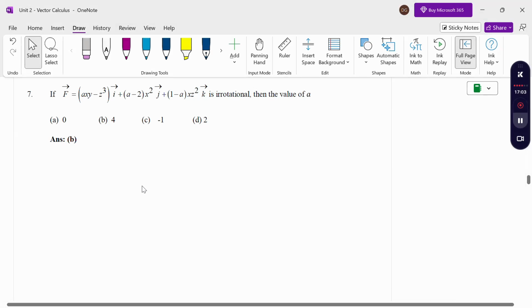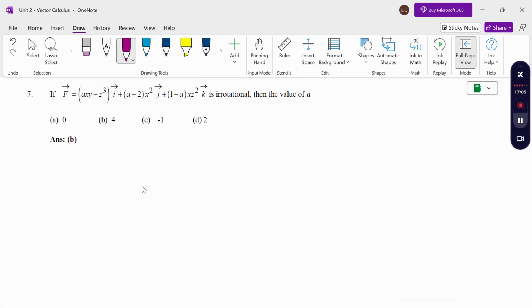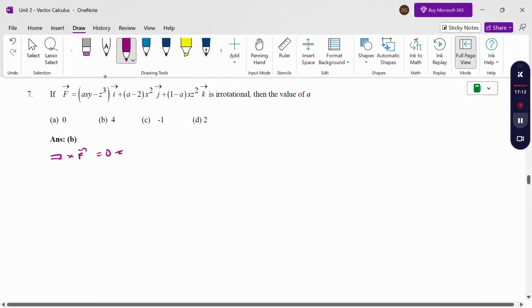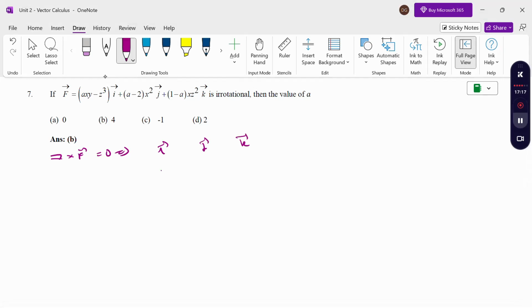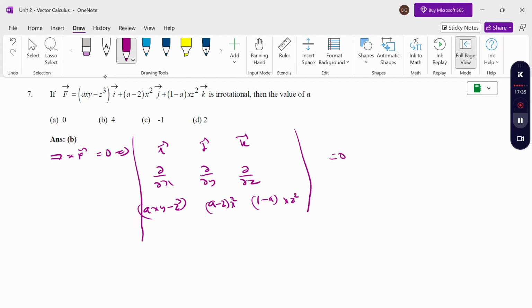And the next one: irrotational, f vector irrotational, then find the value of a. So when it is irrotational, del cross f vector is 0. Therefore i vector, j vector, k vector, ∂/∂x, ∂/∂y, ∂/∂z. The first term is axy − z³, the second term is (a − 2)x², and the third term is (1 − a)xz². So the determinant equals 0.